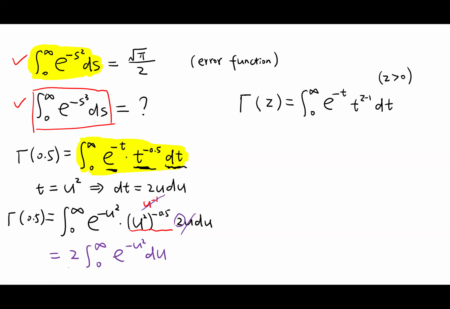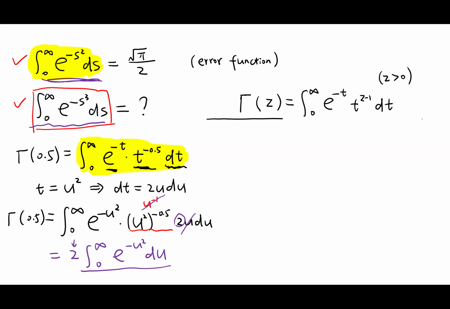Okay? So now you see this one and this one. You can see they're exactly the same. The only difference is there's a 2 before it. So then you can see the gamma function of 0.5 has something to do with the error function. So then what about this? Can this also somehow relate to gamma function? The answer is yes. This integration can also somehow relate to gamma function.